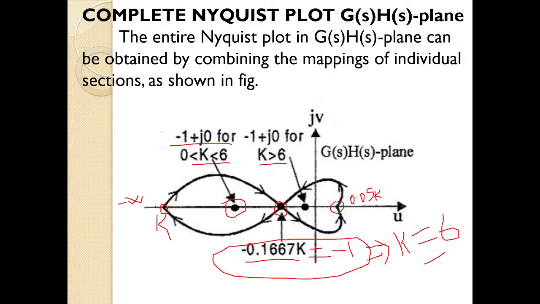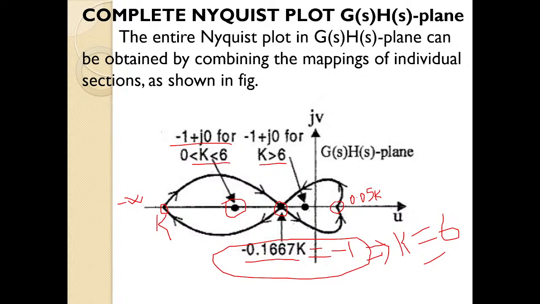If k is less than 6, then the -1 plus j0 point will shift leftward, to the left side of this intersection point. Why will it shift away from the origin? Because lower values will be away from the origin on the negative real axis, and higher values will be nearer to the origin. That we already know. So if k is less than 6, the -1 plus j0 point will be on the left side of the intersection point.